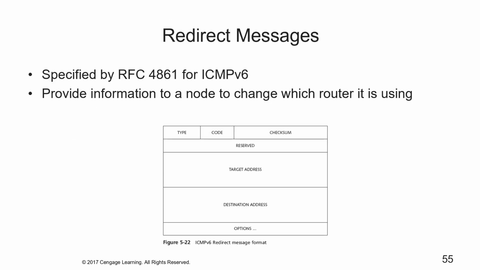Redirect messages are specified by RFC 4861 in the ICMPv6 implementation. Redirects were considered error messages under ICMPv4. The messages don't actually describe an error, but provide information to a network node it needs to change which router it is using on the local link to send messages to a particular destination. And here is a diagram of the redirect message format.